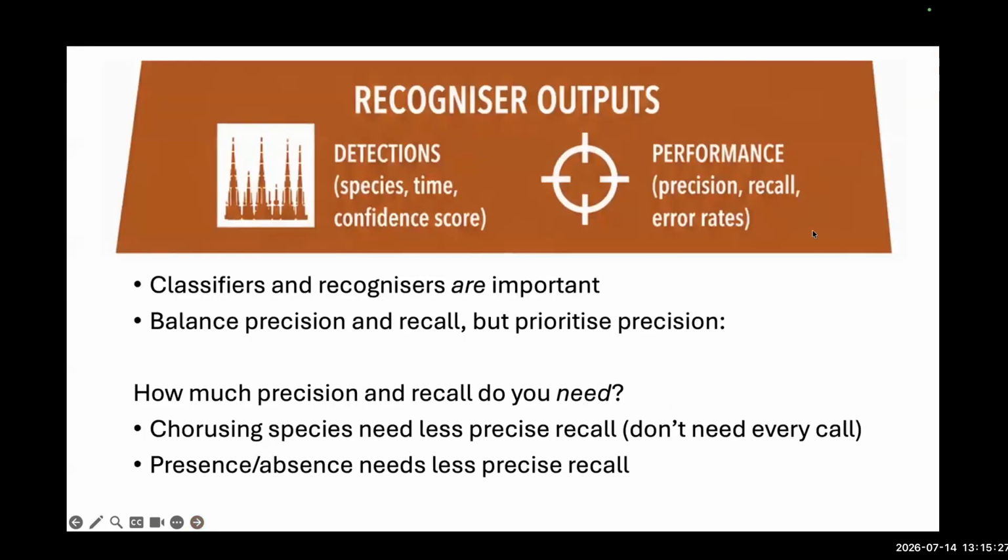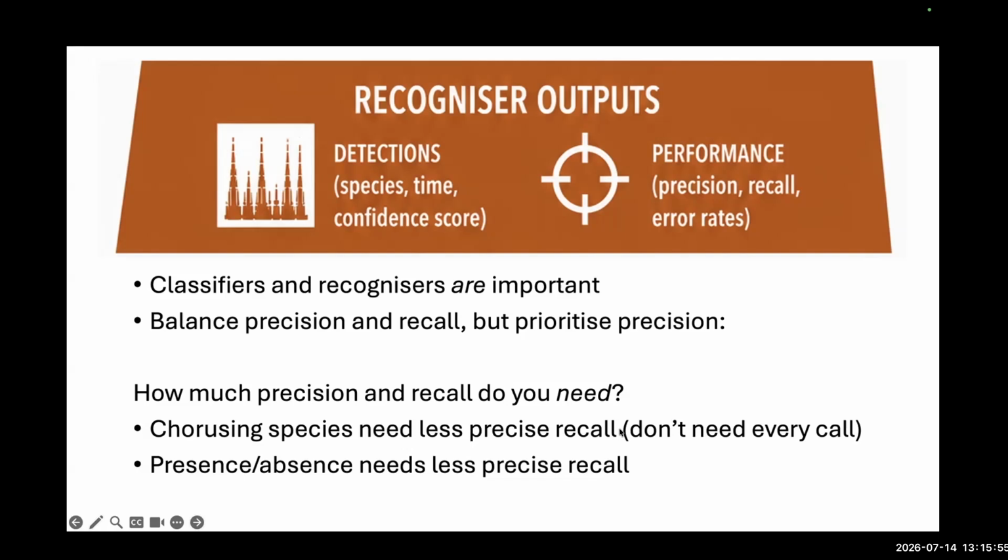Okay, recognize our outputs. Those are the orange ones that I told you were not that important anymore, or not deserving of laser focus is what I would say. So classifiers and recognizers are, of course, important. I'm not trying to say they're not. But we need to think now about balancing precision and recall, because for the most part, for biological recognition, we need to prioritize precision. So you need to think about how much precision and recall you need.